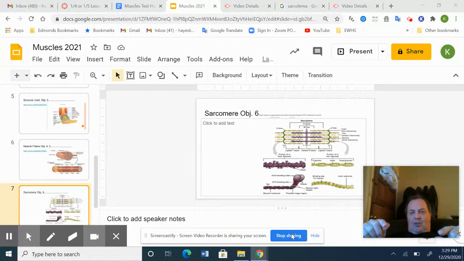If you look at the sarcomere, there's lots of detail there with little letters and labels, and really the only one to remember are the Z lines. As you go from Z line to Z line, that is the boundary of the sarcomere. And by the Z lines is where it's lighter in color if you were to look at this under the microscope.